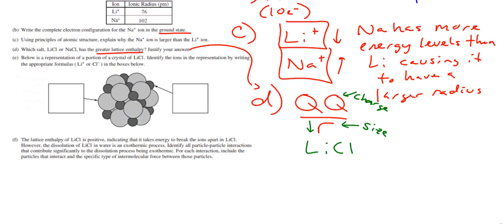Two left on this one. Below is a representation of a portion of a crystal lattice of LiCl. Identify the ions in the representation by writing the appropriate formulas. I hope that you would know which one's which. And if you don't, then you just messed this up. First off, when you lose an electron, then that means you drop an energy level. Like if it's Li+, you just dropped an energy level, so it shrunk. When you gain an electron, you're just getting bigger.